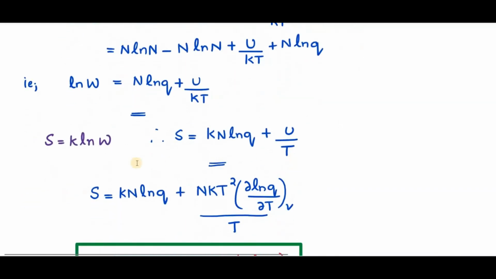Now from the third law of thermodynamics, we have the Boltzmann equation defining entropy as S equals k log W, where k is the Boltzmann constant and W is the thermodynamic probability. So in this equation, instead of log W, we can write N log q plus U by kT. Therefore, we can write S equals k N log q plus U by T.